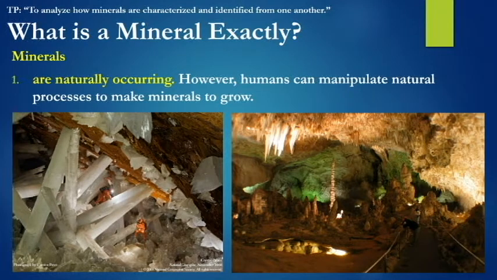There are five properties that all minerals have. In order for something to be classified as a mineral, it has to basically have these five properties. So the first one is it has to be naturally occurring. That doesn't mean that humans can't manipulate a natural process to grow a mineral. For instance, if you have some salty water and you evaporate the water, you'll have some salt crystals left behind. Well, that's still a natural process, but you kind of manipulated nature in order to make those crystals.